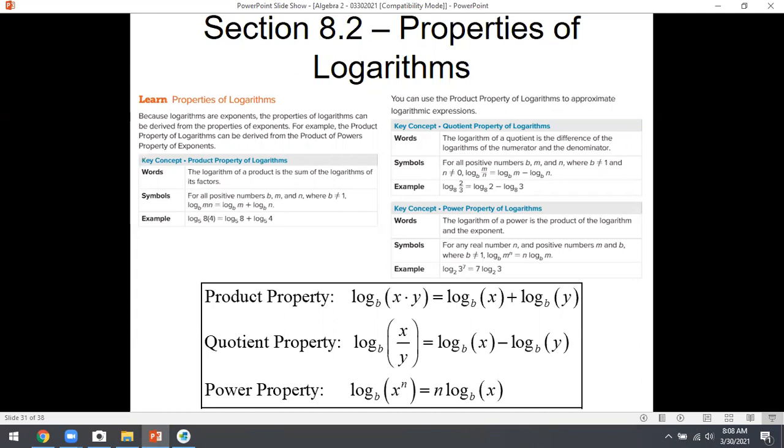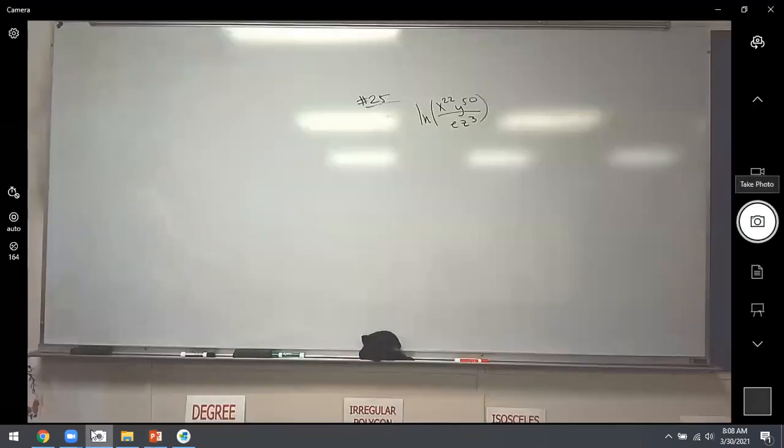25 does look good. Let's do 25. So put 25 down. The directions say to expand, and now that means that you need to get things out of the logs as much as possible. It's got a whole bunch of things. It looks really scary. What we're going to do is use these three properties to somehow break this down into smaller logs.